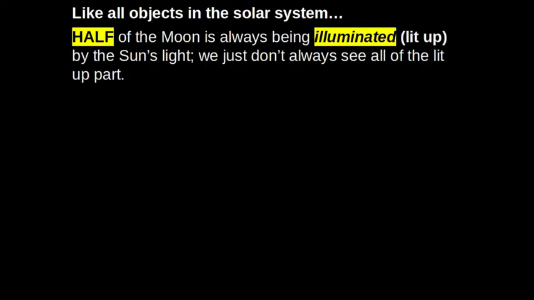All right. So, like all the other objects in the solar system, including the Earth, half of the moon is always being illuminated or lit up by the sun's light. We just don't always see all of the lit up half of the moon. All right, so all the objects in our solar system, the half of the object that's facing the sun is its daytime, and the other half that's facing away from the sun is experiencing nighttime.